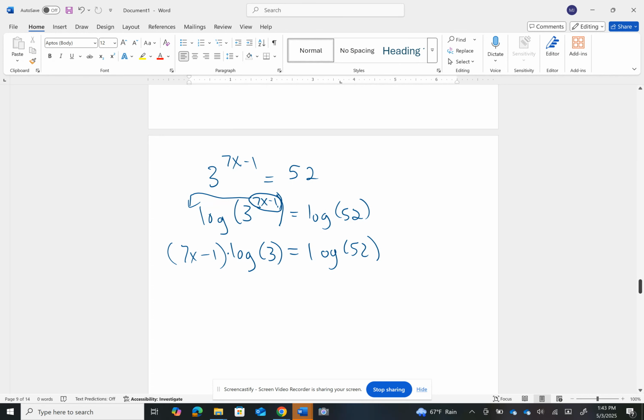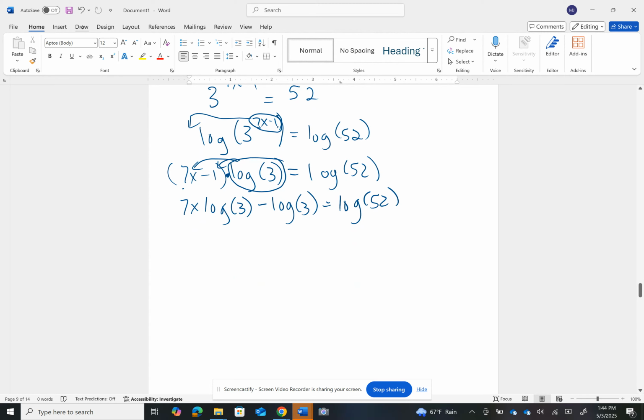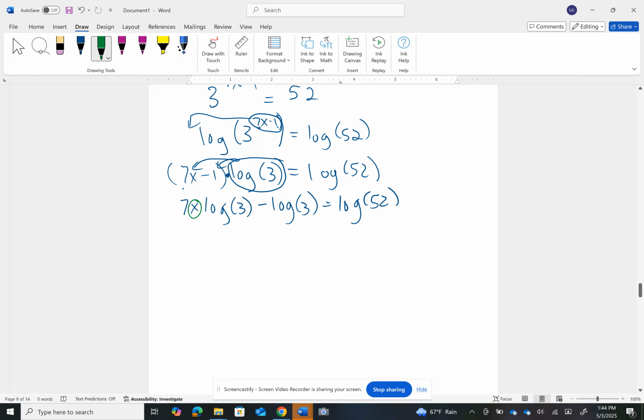Okay. Now, at this point, think about how log of 3 is really just some number. I could put it in my calculator and get a decimal. So it's just some number that's being multiplied by this expression that has an x in it. I'm working on trying to get the x by itself eventually, but let me get rid of those parentheses by distributing the log of 3. Okay, and then let's work on getting that x right here by itself. So let me add the log of 3 to both sides.